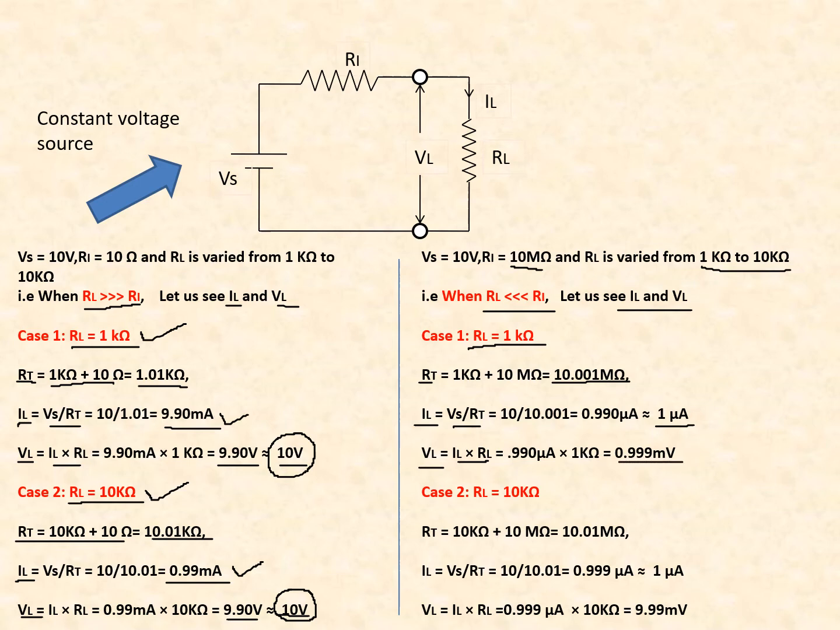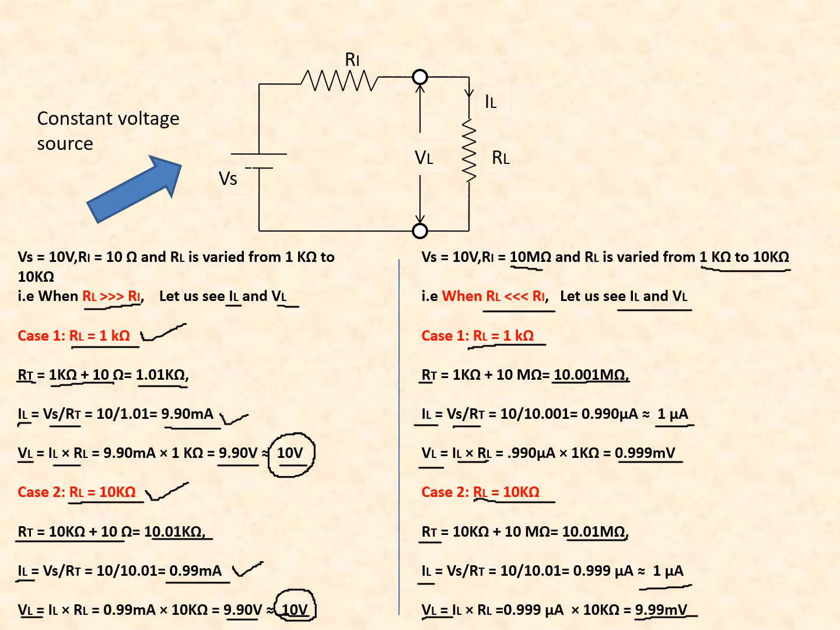If you go for case 2, that is RL is equal to 10 kilo ohms. We have calculated RT, it comes to be 10.01 mega ohm. IL, we are getting it as 1 microampere. VL, we are getting it as 9.99 millivolt.